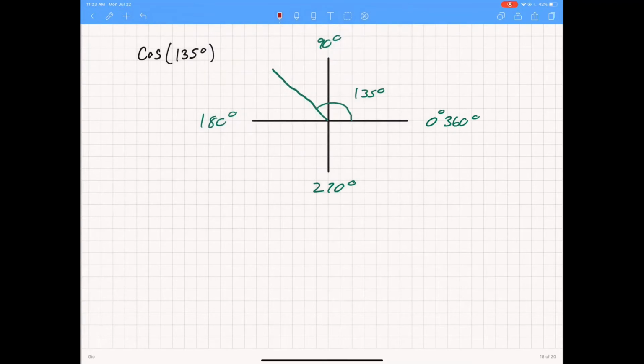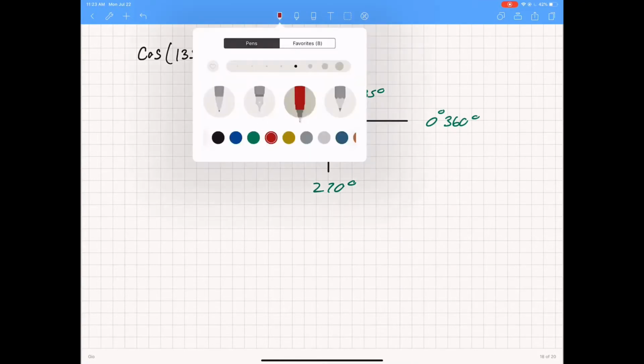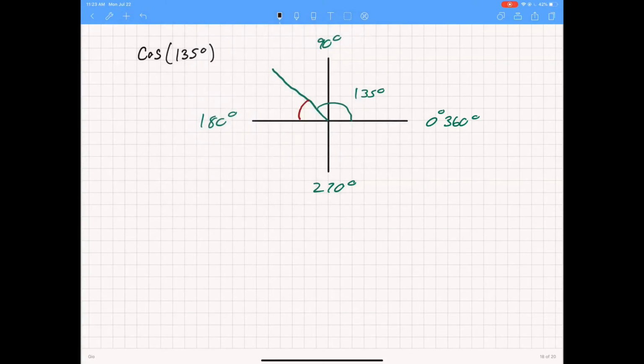Now we just want to find the reference angle of 135 degrees, so we want this smaller angle with the x-axis. To find that, we don't quite have 180, we have 135, and we just have to find the spacing between these two angles. So we subtract, and that gives us 45 degrees. So instead of cosine of 135 degrees, we can think of cosine of 45 degrees.